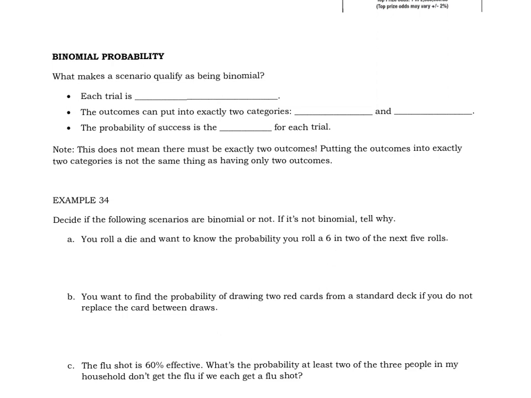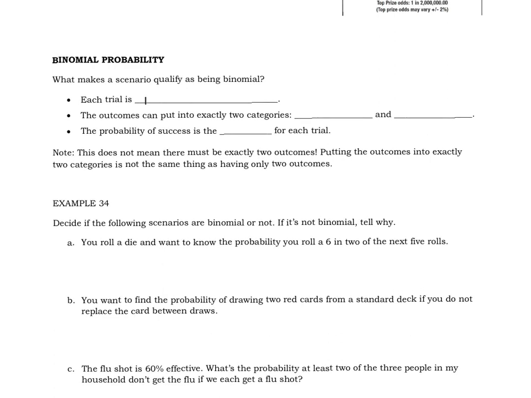Probability, binomial probability. What makes a scenario qualify as being binomial? Each trial is independent. And we'll have some examples down here in example 34 to help us determine whether or not something qualifies as binomial. The outcomes can be put into exactly two categories.